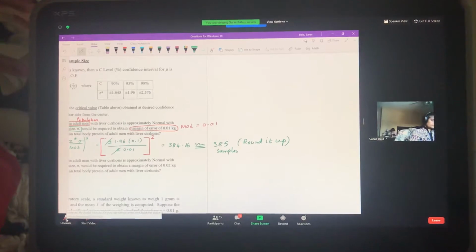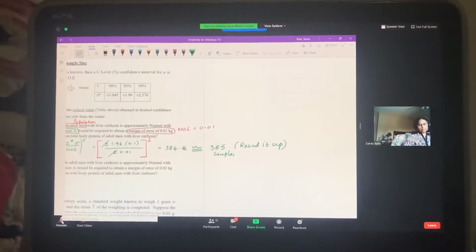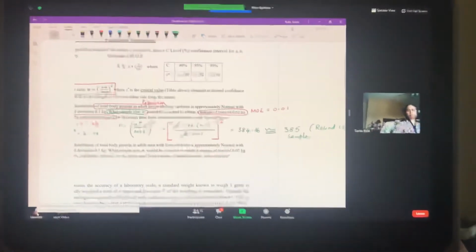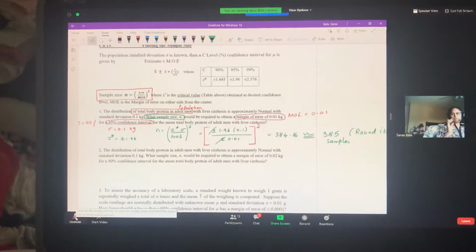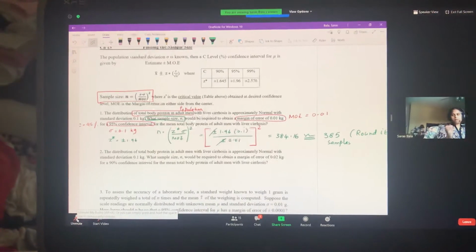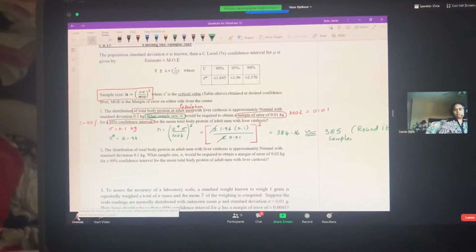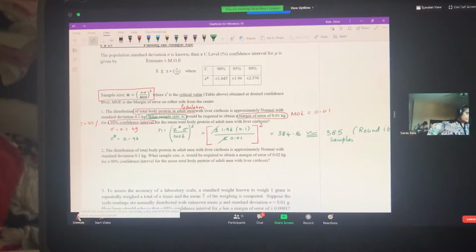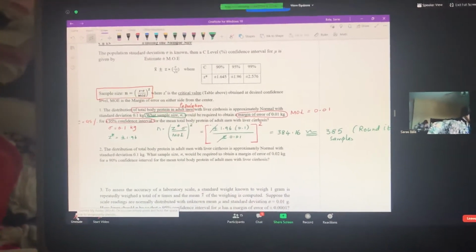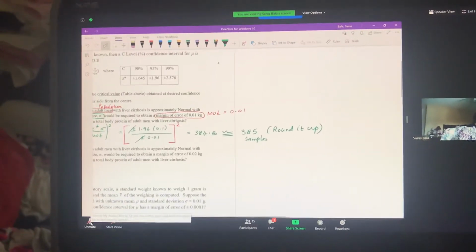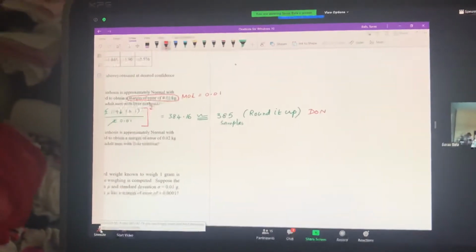So you always round it up no matter what the number on the other side is? Correct. That is correct. The part after the decimal, whatever is the tiny part that you have, treat it as a whole number and then always round it up. Do not leave it in decimal value, because it's your sample size.